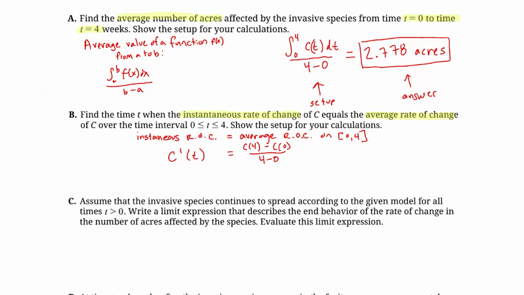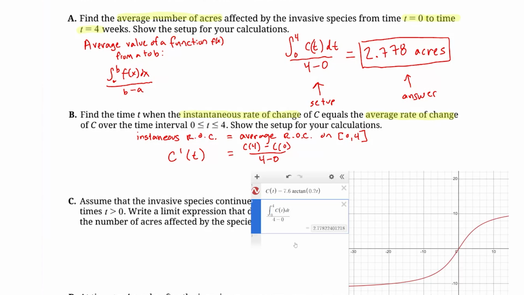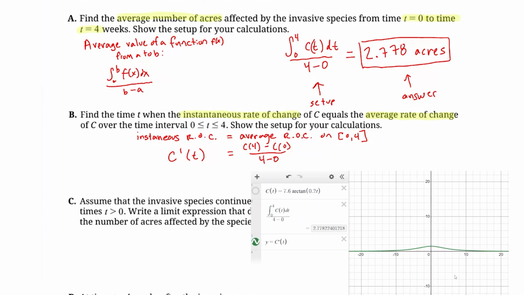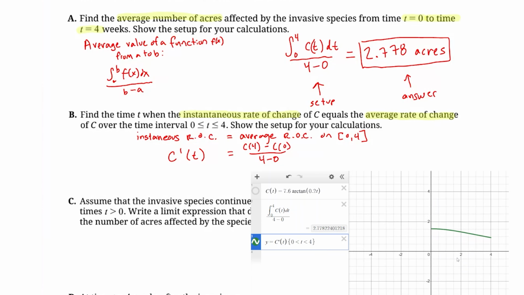So going back to Desmos, I'm going to type in c prime t, and I want to kind of see what that graph looks like. So I'm going to say y equals c prime t and hide the original c. Okay, so there's my c prime t. I really only care about the interval 0 to 4, so I'm going to make that domain restriction on here so I'm not getting distracted by any other information. All right, let's go ahead and zoom in here.